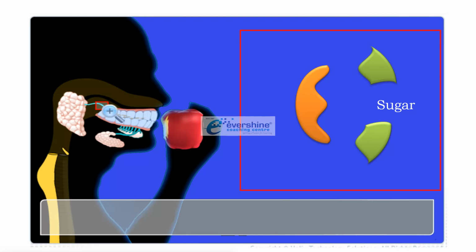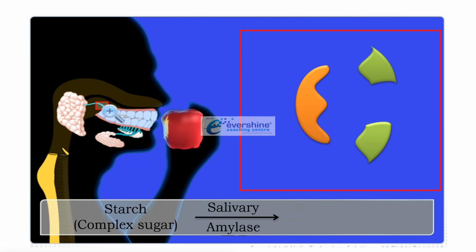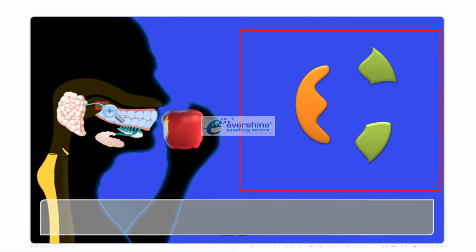As you have seen, the complex food has changed into simpler food. Earlier the starch was a complex sugar. Now, with the help of salivary amylase, it has broken into simple sugar. First it was complex, and now it has become simpler with the help of salivary amylase. Now, the food is partly digested in the mouth. Complete digestion has not happened, the food has only partially digested.